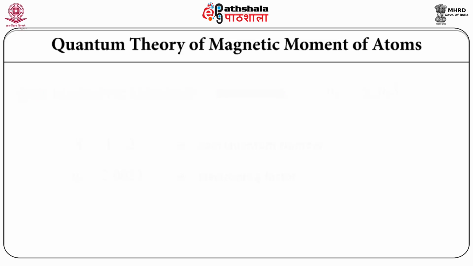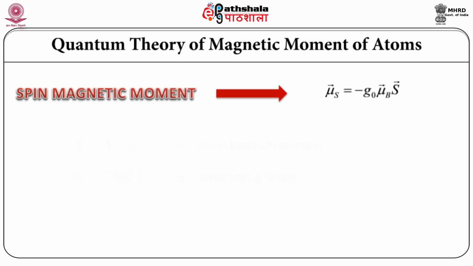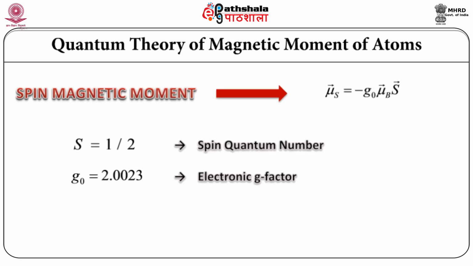Now continuing with the quantum theory of magnetic moment of atoms, the spin magnetic moment is given by the following expression, where small g naught is the electronic g factor, and the value of the electronic g factor is 2.0023 as shown in the slide. And what is s? S is the spin quantum number, which is half.